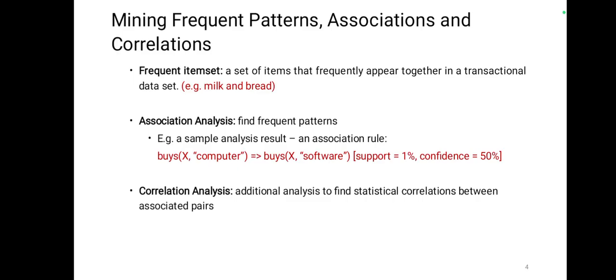Another example is also given. Whenever a customer, say X, buys a computer, which implies the same person X buys software also. Here the support is how frequently computer and software appear together, so we said 1%. And how confident you are: whenever I purchase a computer, I purchase software also, so we said 50%. It is your interest to set support and confidence.